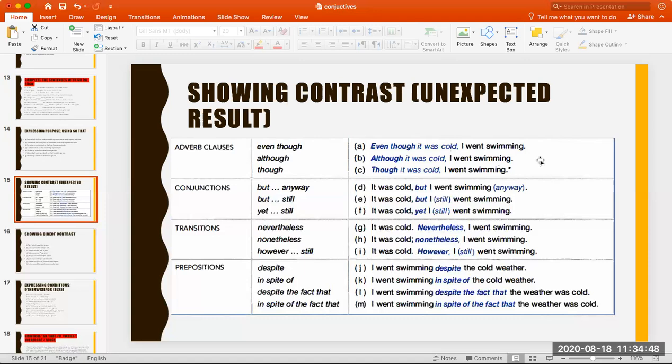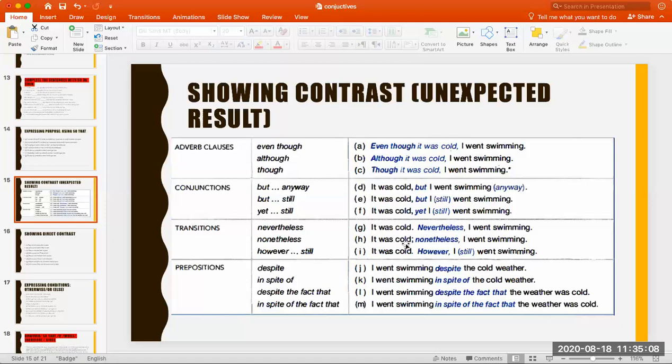It was cold, but I went swimming. I still went swimming. It was cold, yet I went swimming. It was cold. Full stop. Nevertheless, comma, I went swimming. Now this sentence is simple.